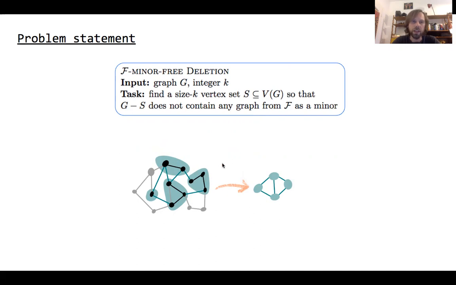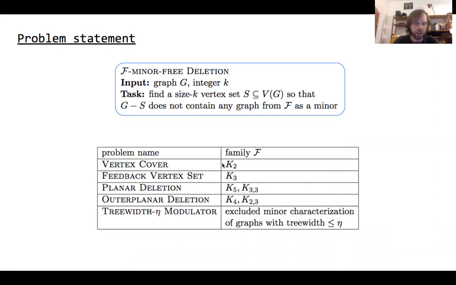Now, for any finite family of graphs F, we can define the problem F-minor-free deletion, where we're given an undirected graph G and an integer k, and we look for a vertex set of size at most k, so that after removing these vertices, the graph doesn't contain any graph from F as a minor. There are numerous examples of problems that can be expressed in this formalism, in particular vertex cover or feedback vertex set.